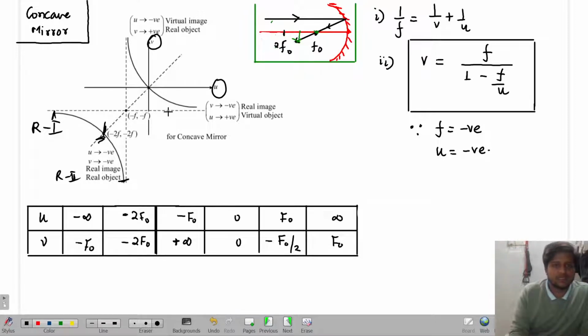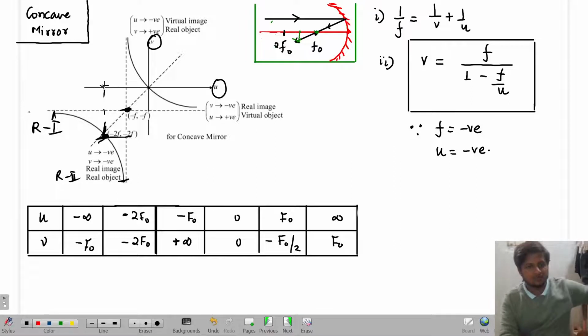If I take my object at infinity, the image will be formed at the focus. If I take my object at the center of curvature, the image is formed at the center of curvature. If I move nearer from the center of curvature towards the focus, this is my focus, what is going to happen? The image is formed away from the center of curvature, beyond the center of curvature. So reason one and reason two are completed. Now move to the next point.